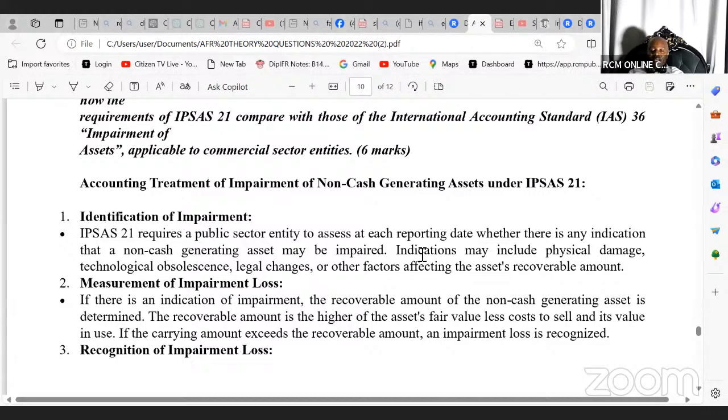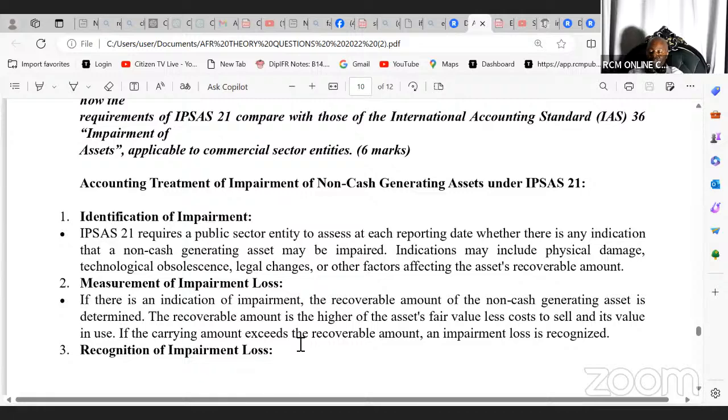Measurement of impairment loss. If there is an indication of impairment, the recoverable amount of the non-cash generating asset is determined. The recoverable amount is the higher of the asset's fair value less costs to sell, and its value in use. If the carrying amount exceeds the recoverable amount, if the carrying amount is higher, then an impairment loss has to be recognized. If you're carrying this asset at a higher value, 10 million, and you can only recover like 3 million, then the impairment loss, in this case, has to be recognized.